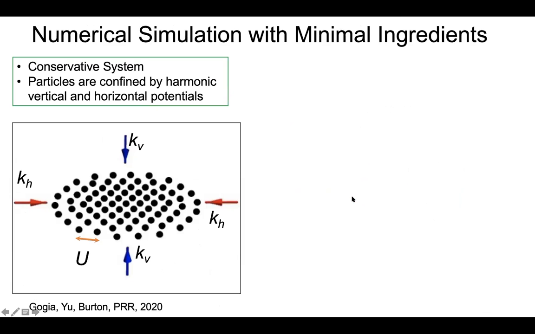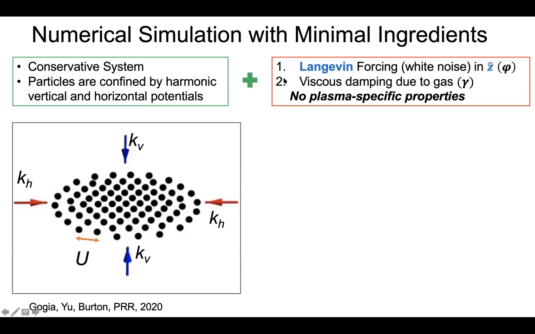So we started using numerical simulations with minimal ingredients to understand the core of the problem. We started with a very simple system where particles are confined by harmonic vertical and horizontal potentials and are interacting with each other with a shielded Coulomb, Yukawa potential. And we had two forces: Langevin forcing in the Z direction to simulate the vertical oscillations, and viscous damping due to gas. There are no plasma-specific properties in the simulations.